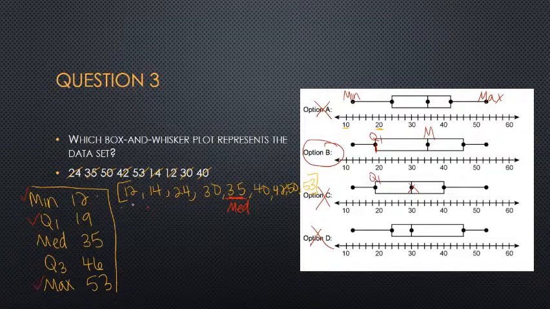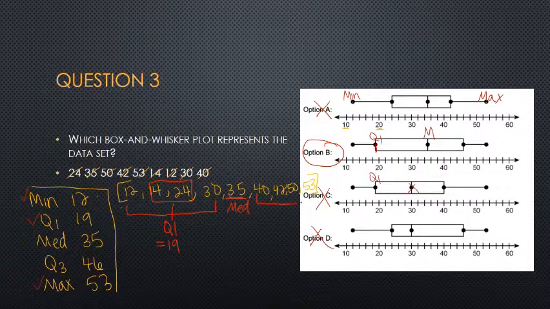Okay, now remember we need to go then and look at our first half of the data. And now we need to find the median of this set of data. So I've got an even number of numbers, so it's going to be these two in between. So I have to find the average, 14 plus 24 divided by 2. So that quartile, that first quartile, is going to equal 19.